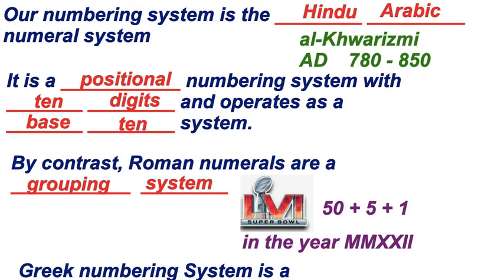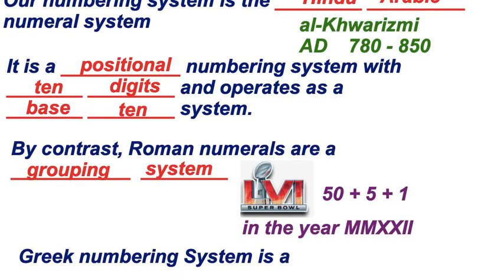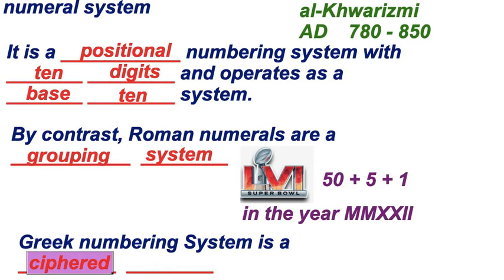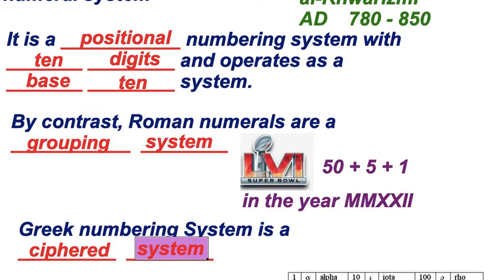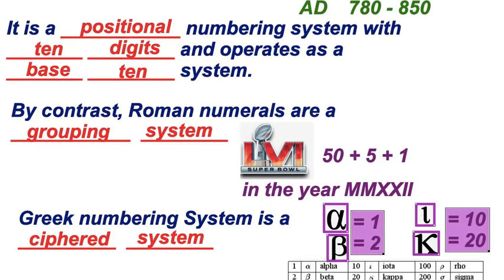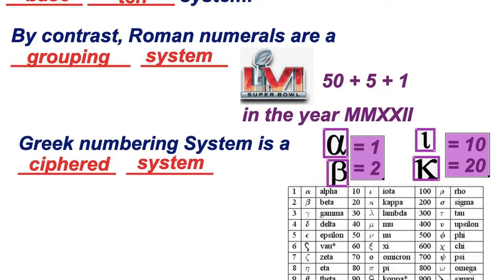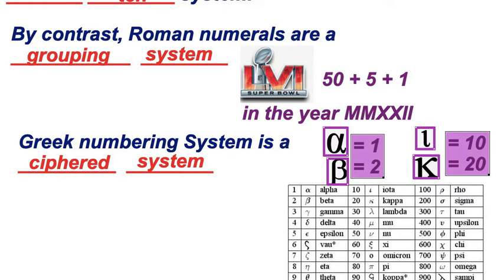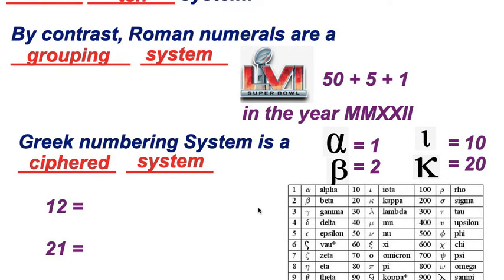Now, the Greek numbering system, here's one that's a little bit different, maybe you haven't seen. That is a ciphered system. And what does that mean? Well, let's take this case. If these are the Greek ciphers, let's compare the number 12 to the number 21. Well, if the 1 is alpha, and the 2 is beta, instead of just reversing the letters, we have two different symbols.